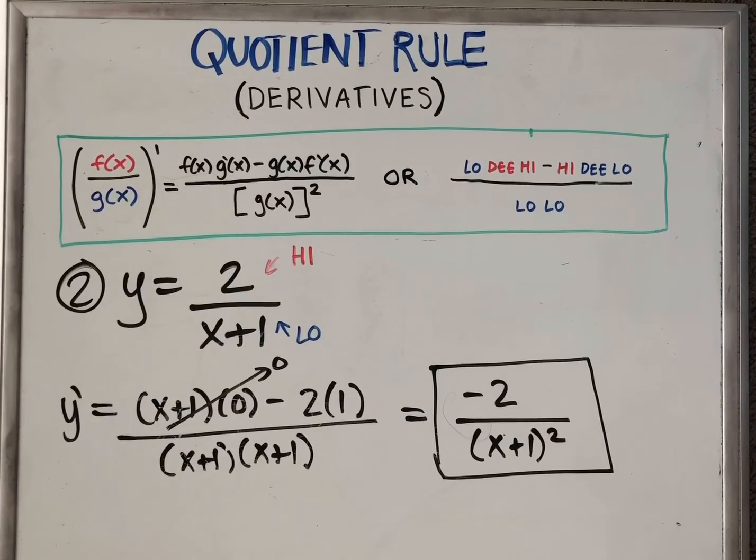Alright, so that's it for the quotient rule. Just remember low d high minus high d low over low low. And you guys should be prepared to solve any quotient rule problem.